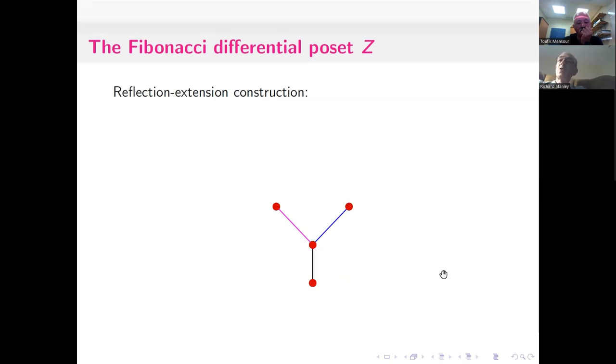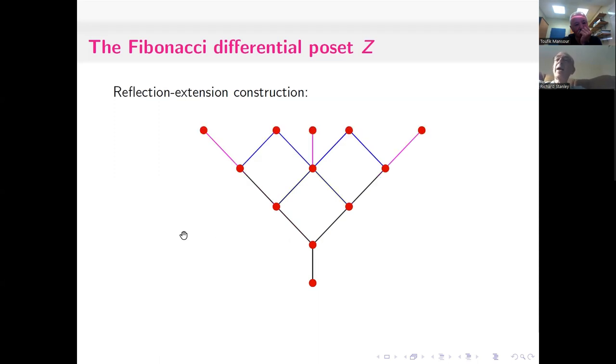So we got this. I draw it this way. I'll draw the reflection slanted, to show the symmetry of this poset. It has this automorphism of order two. So we reflect up to here, and then we add one new element. Now we reflect level one up to level three. That'll give us this in blue, and then we add one new element above each element of level one in magenta. Now we reflect the blue edges and extend the magenta edges and continue.